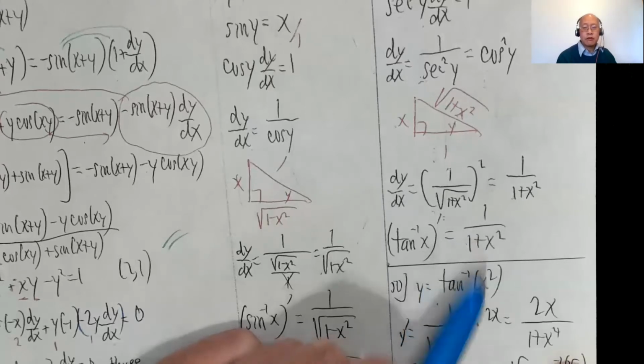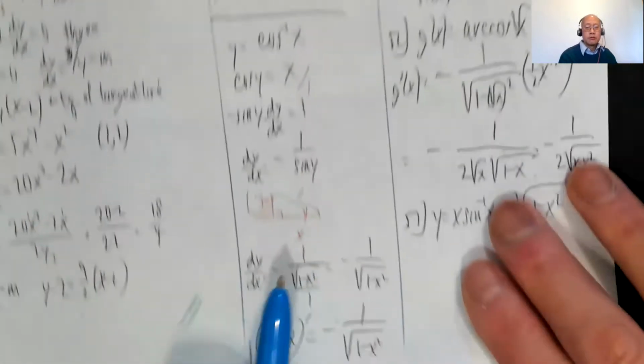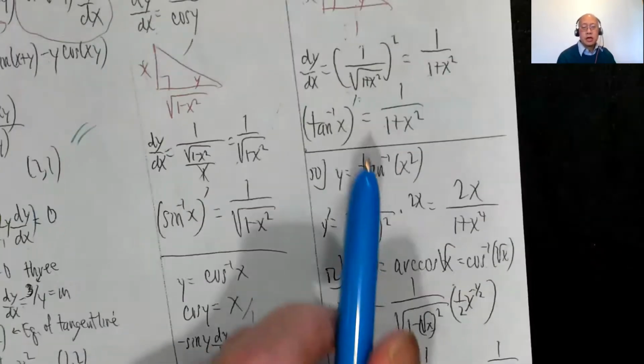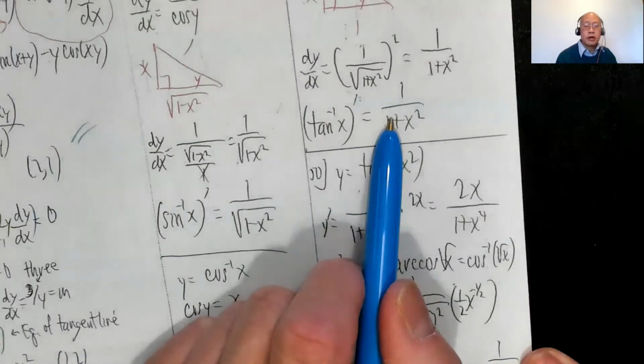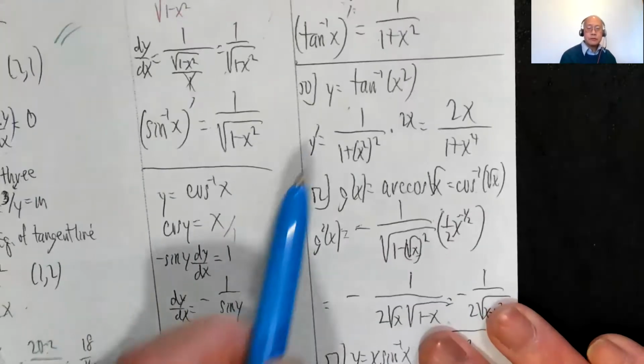You're not responsible for any derivation. You just want to use it. So put this on your formula sheet. Put this on your formula sheet. And put this on your formula sheet. Don't worry about inverse secant, cosecant, and cotangent. We're not going to do those.